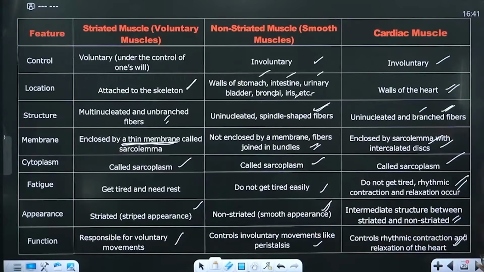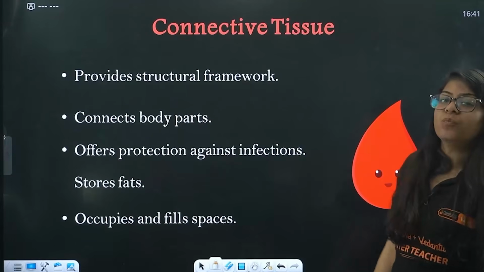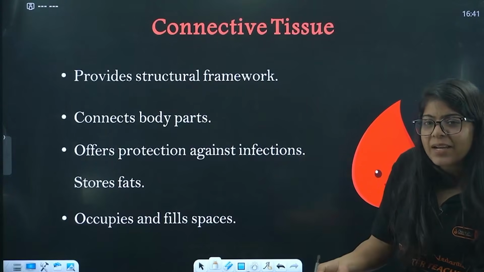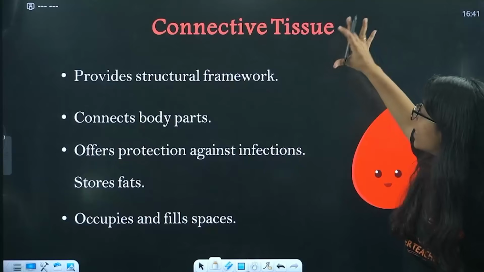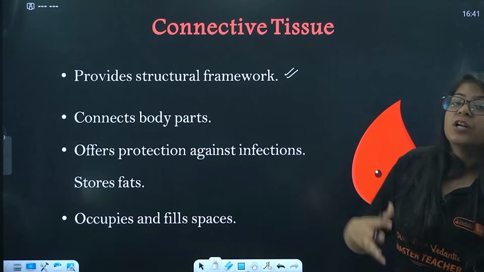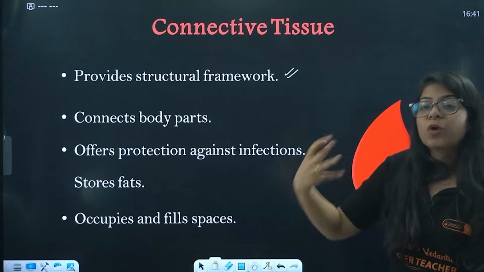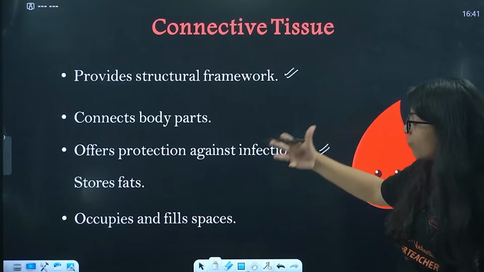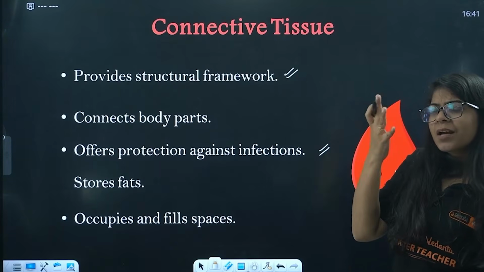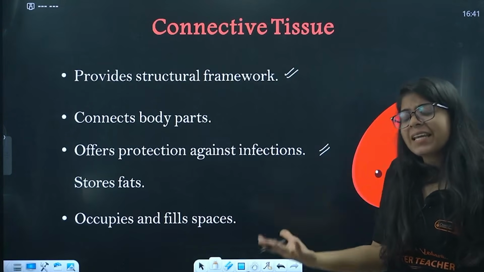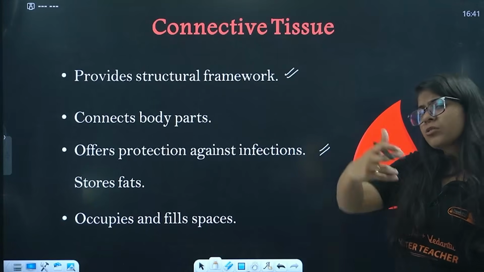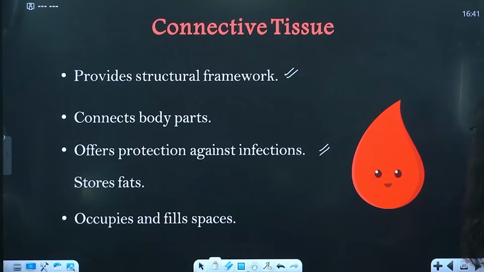Right? Next beta, we have connective tissue. Now connective tissue obviously means something is connecting. So beta, this tissue provides the structural framework. It connects different body parts. It offers protection against infections. It stores fats and it occupies and fills space. What is everywhere, connecting everywhere, filling the spaces, protecting us from infection, storing fats? That beta is our blood.